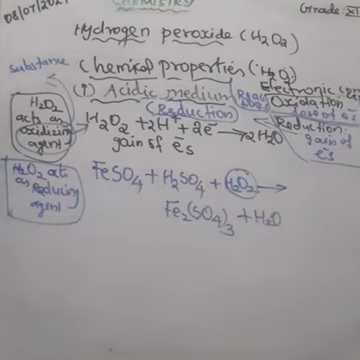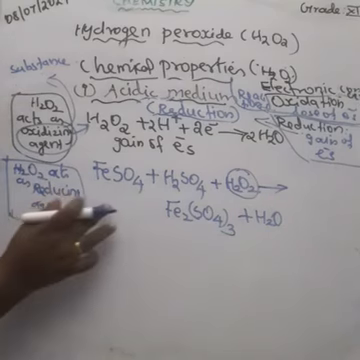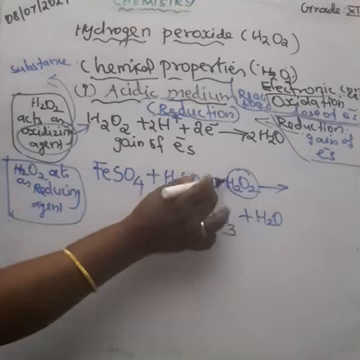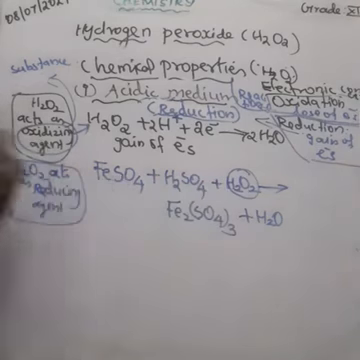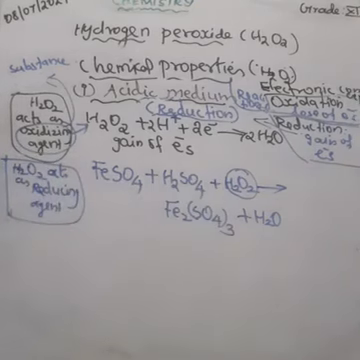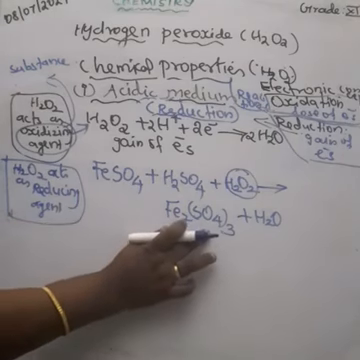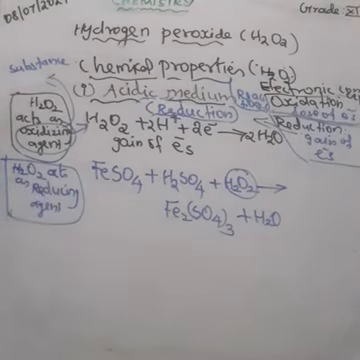Here hydrogen peroxide gives 2 electrons to the ferrous sulfate to form the ferric. Understood? So FeSO4 plus H2SO4 plus H2O2 gives Fe2(SO4)3 plus 2H2O.